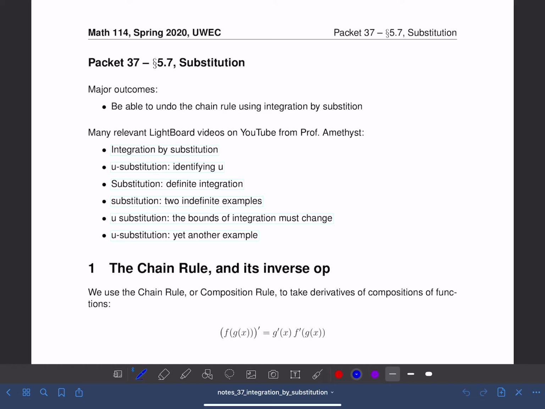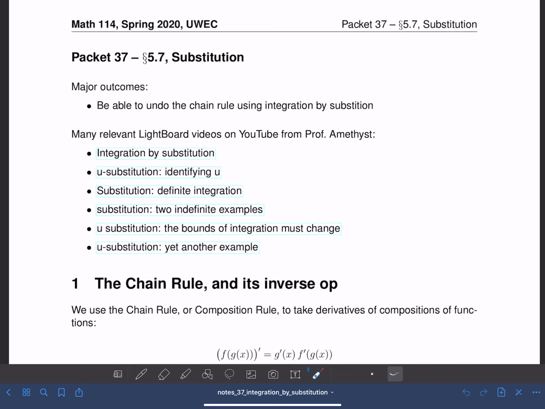Oh, we are so super close to being done. This is probably my favorite lecture in the whole class of Calculus 1. We're going to talk about section 5.7 in our book on substitution.